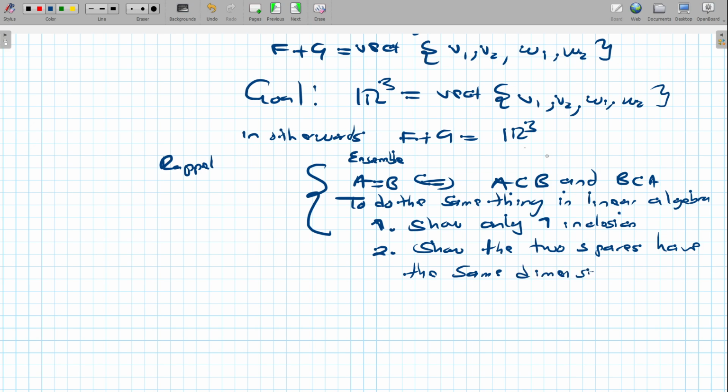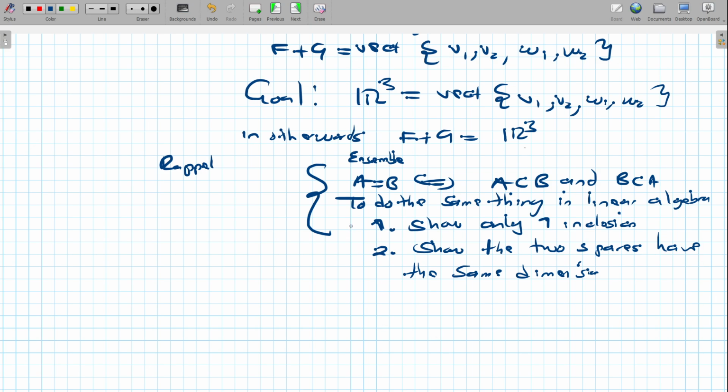So if we were talking about les ensembles and we want to show that two sets are equal, we would have to show that the first set is included in the second set and that the second set is included in the first set. But to do the same thing in linear algebra, we show only one inclusion. Either we show that F plus G is included in R3 or that R3 is included in F plus G. You can choose any inclusion you want. And then the second point is to show that the two spaces have the same dimension.